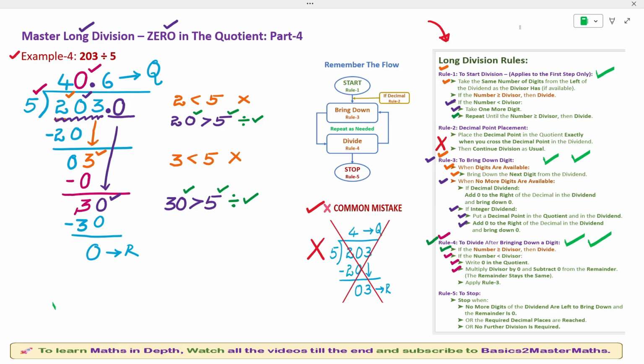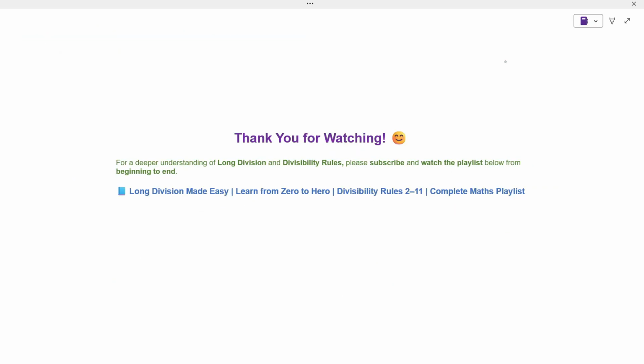Observe, the division is complete because no more digits of the dividend are left to bring down, and the remainder is 0. Got it?